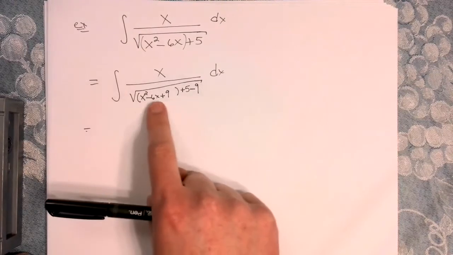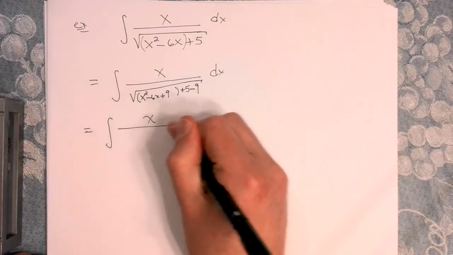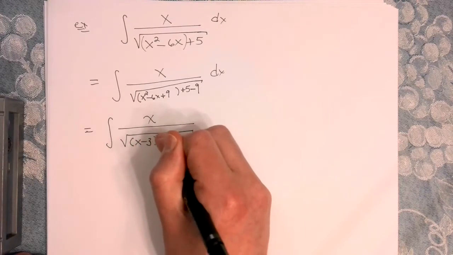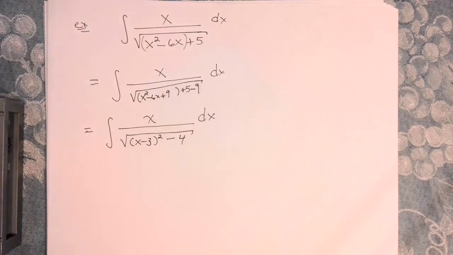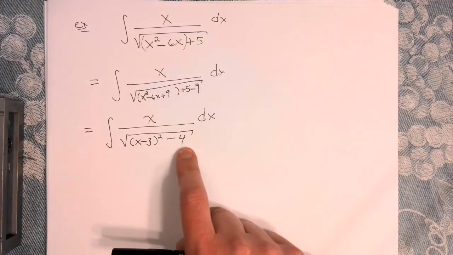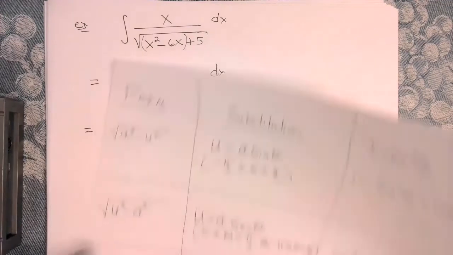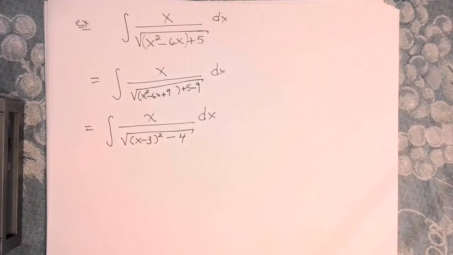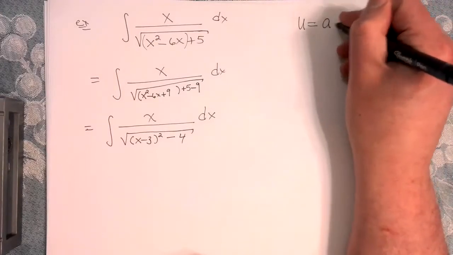Okay, so the next thing I'm going to do is factor this. This will factor into x minus 3 quantity squared, minus 4. And this is actually really nice because this is like a u squared minus a squared form, which should remind you, so we should be making a secant substitution. Pretty clever. Isn't that cool? Okay, so we want to make a secant substitution here.